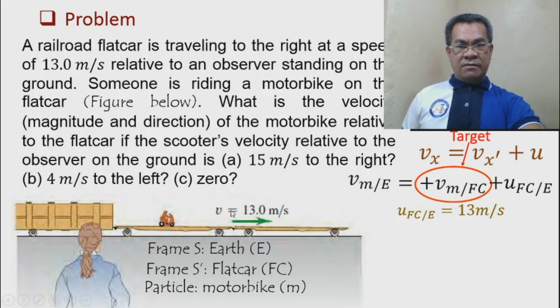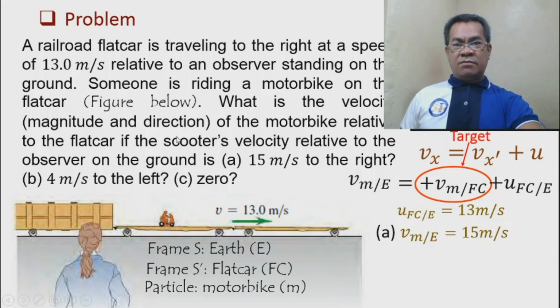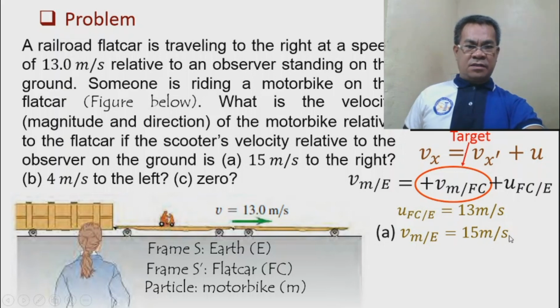Okay, this is the given problem. In letter A, you are given 15 meters per second. This is the velocity of the scooter or the motorbike with respect to the ground. So this should be 15 meters per second, and this is the velocity of the motor with respect to Earth. E means Earth, so this is given as 15.